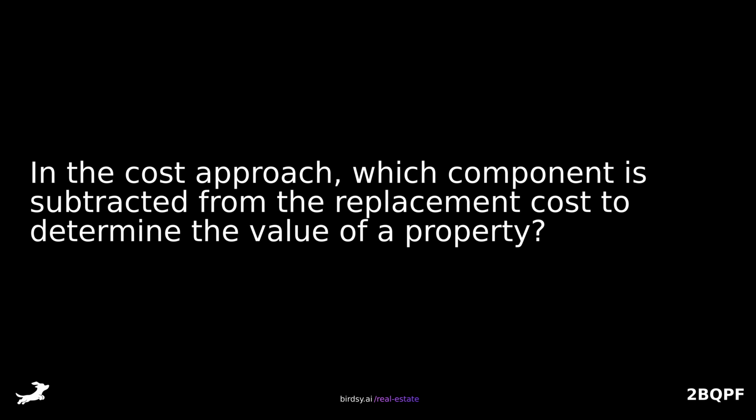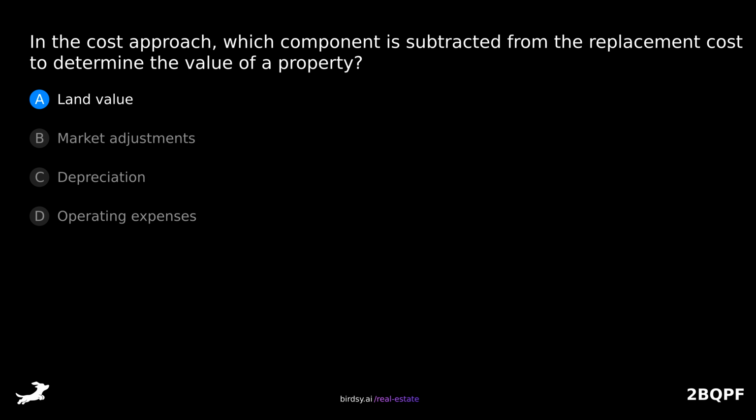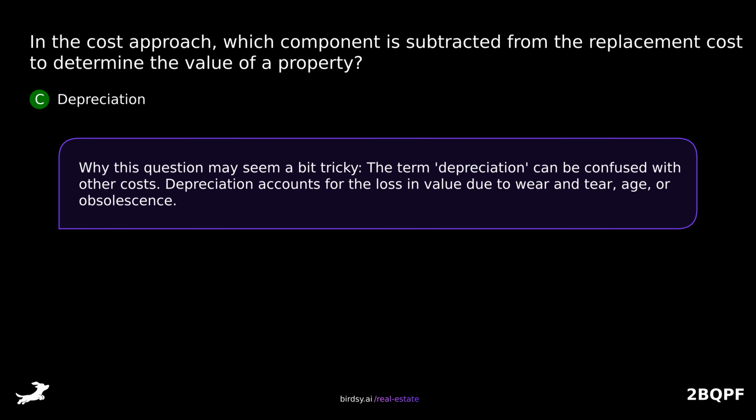In the cost approach, which component is subtracted from the replacement cost to determine the value of a property? Is it A, land value, B, market adjustments, C, depreciation, or D, operating expenses? The answer is C, depreciation. Why this question may seem a bit tricky. The term depreciation can be confused with other costs. Depreciation accounts for the loss in value due to wear and tear, age, or obsolescence.